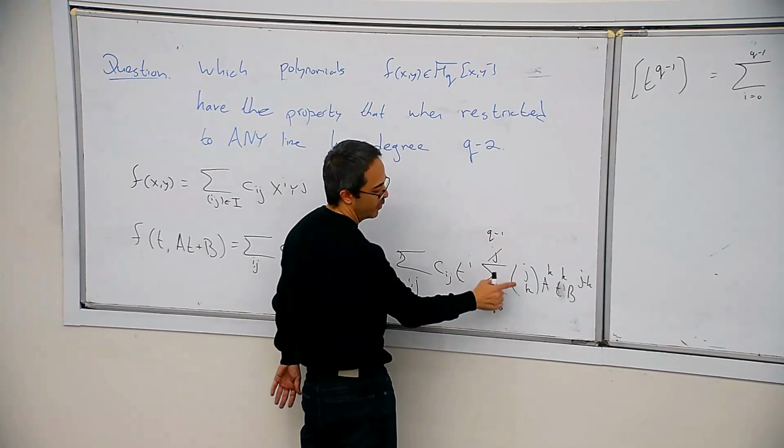But the point is that you don't have to, because even if you increase the sum artificially up to q minus 1, it will still be 0, because j choose k is 0, meaning k is larger than j. So it's just a technicality, and you don't have to worry about it too much.